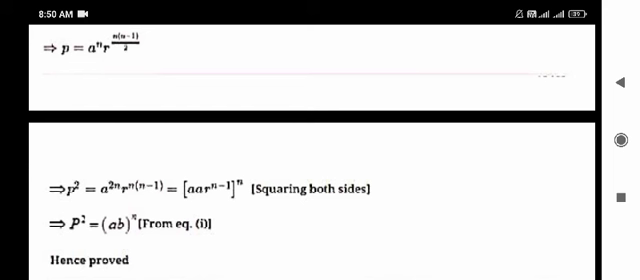Now, P square is equal to (ab) to the power n. We can write this in the form of (ab) to the power n. So this is the required solution.